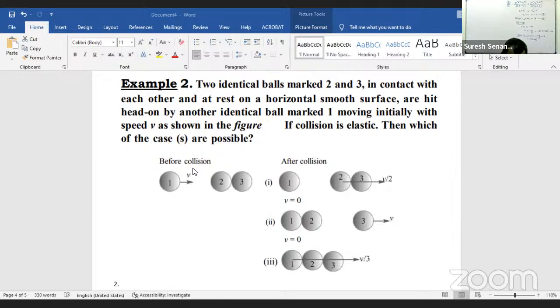In the second option, the first and second bodies are stationary, and the third one moves with velocity v. The third option is that all three bodies move with speed v over 3.